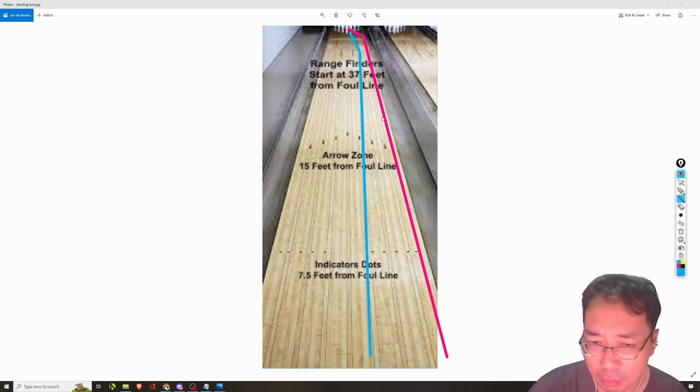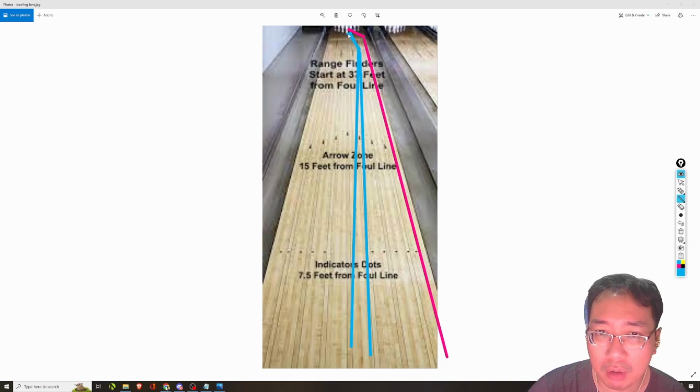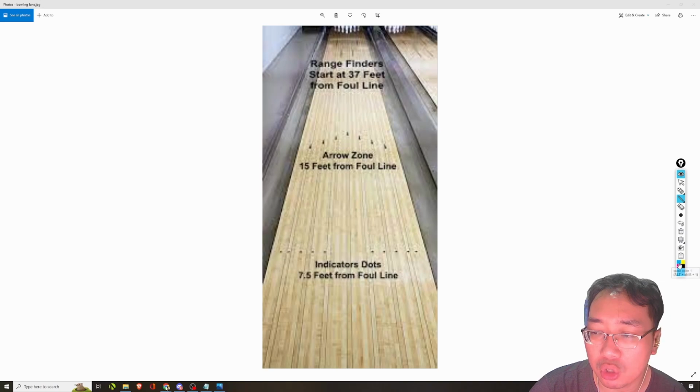Correct me if I'm wrong. I think I remember him playing probably around the 3rd arrow to here. So this was not the right part of the lane for him. He was struggling to score even 200s in those 3 games, and then finally towards the end he shifted in towards here.